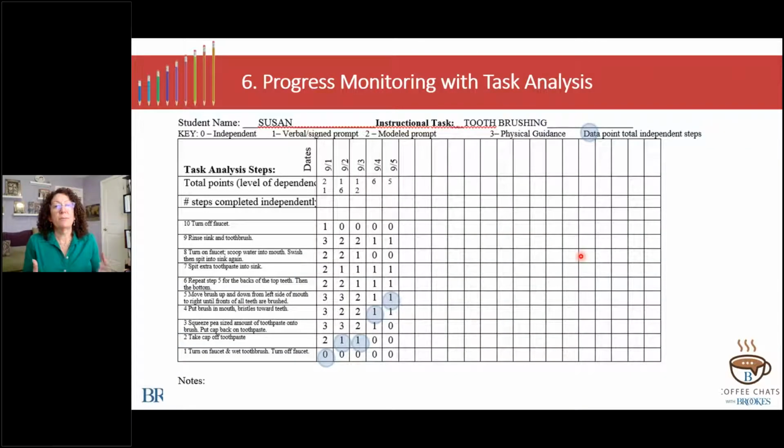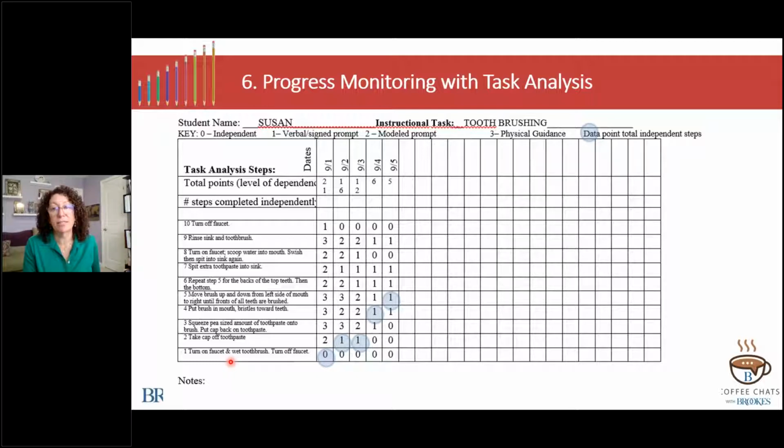So here is this behavior chart that we can use, and you can fill it in with your steps. We're working with the fictional student Susan, and she is working on toothbrushing. Here's our key: 0 for independent, just like I was talking about on the previous slide, 1 for signed, 2 for modeled, 3 for physical. I'm going to talk about this circle in a minute.